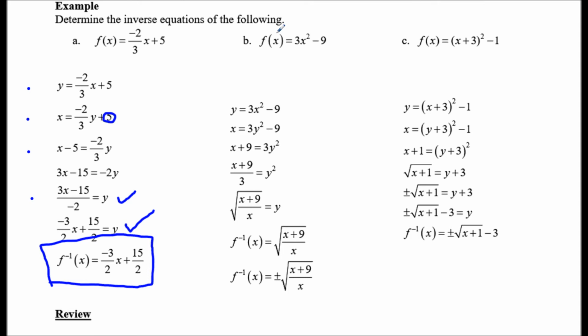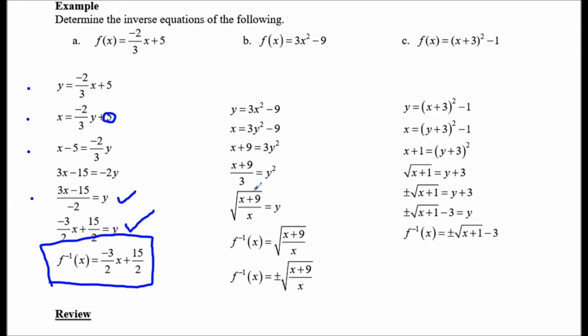We've got a nice grade 11 quadratic function. My first step was I simply replaced the f of x with y, because now I can do the swap. Y becomes x, x becomes y. Now you know the algebra. How do you get rid of a subtracting 9? You add 9.